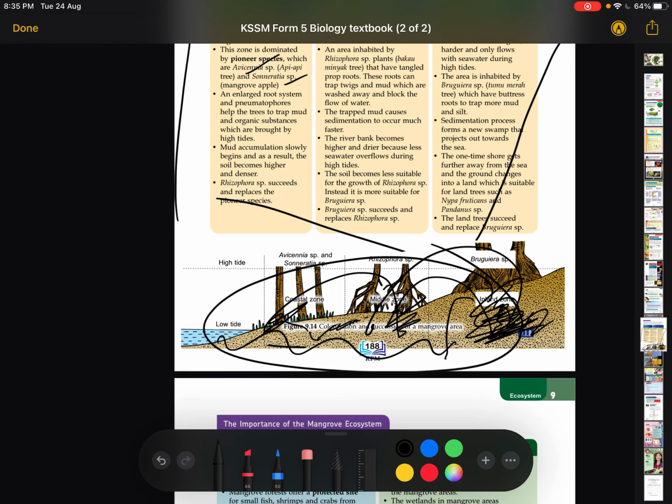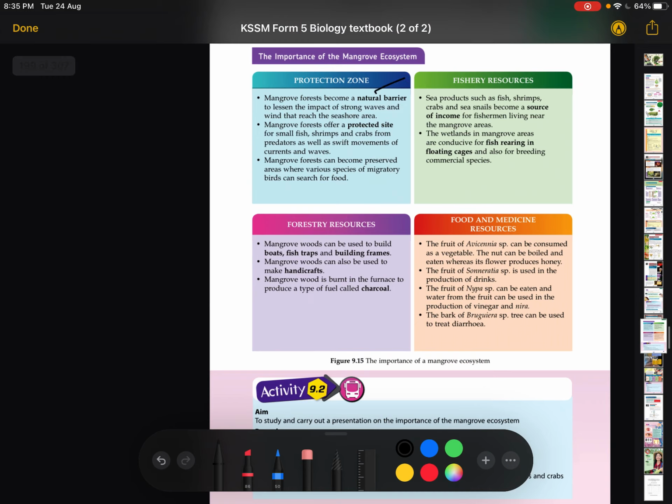In the end, the soil gets harder and denser, and then the Briguera doesn't like it anymore, so they move in front after the others extend their land. And then land trees will grow instead, like the normal trees. So it's very important because it is a protection zone. As I said, it is a barrier for water, so it avoids flash floods and tsunamis.